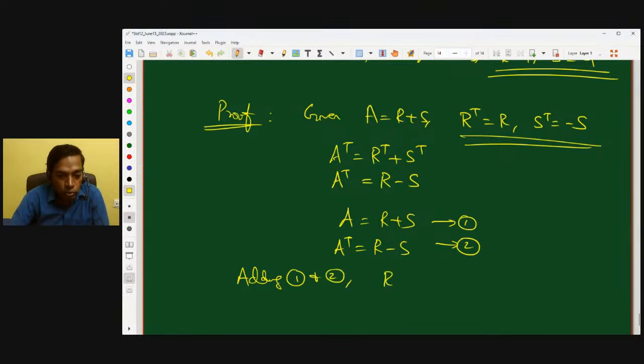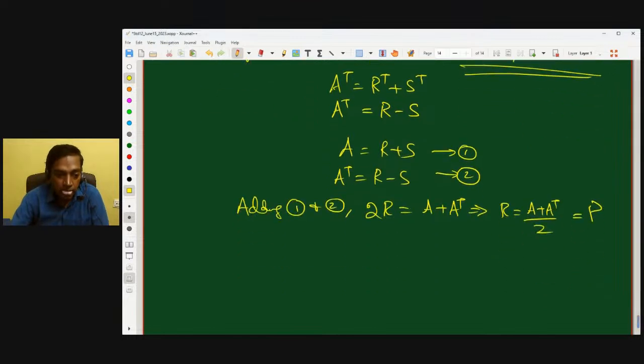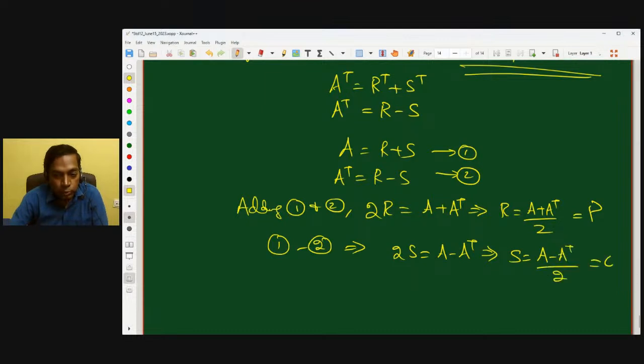Adding 1 and 2, 2R is A plus A transpose, which means R is (A plus A transpose) by 2, same as P. Equation 1 minus equation 2 will give 2S is A minus A transpose. S is (A minus A transpose) by 2, which is Q, hence proved.